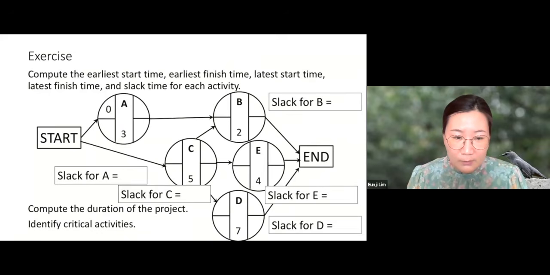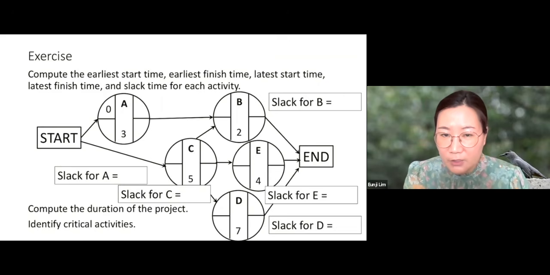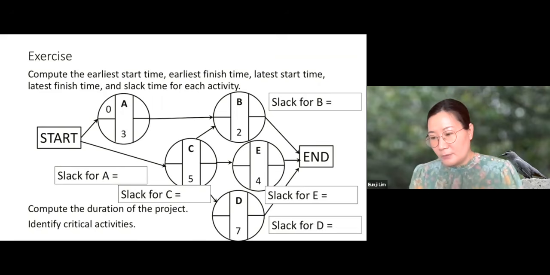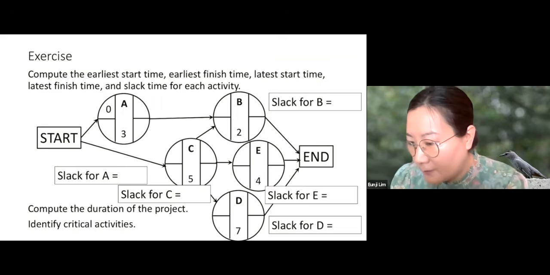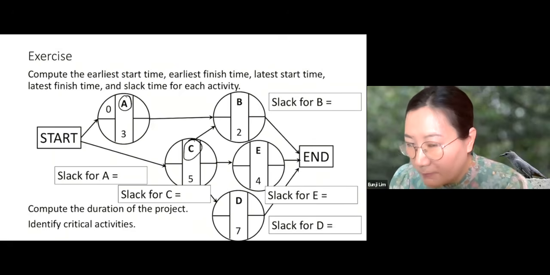So let's try one more exercise problem. Compute the earliest start time, the earliest finish time, the latest start time, the latest finish time, and the slack time for each activity. So let's start from the forward pass. Let's start from the first activities. You have A and C. These are the first activities, the activities without any predecessors.